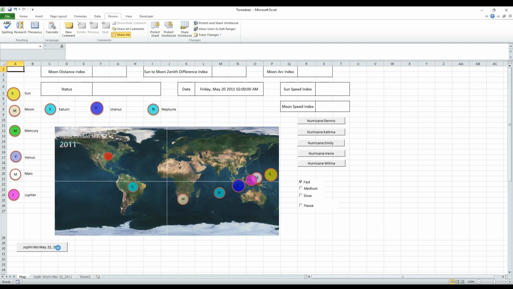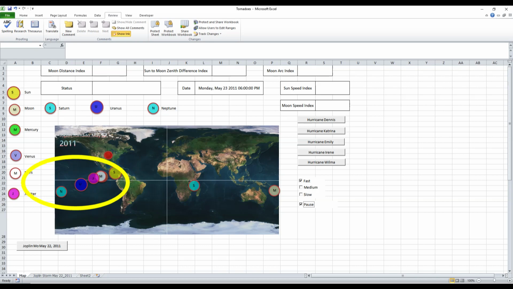Now what you're seeing is a majority of almost all the planets, the Sun and the Moon, are kind of clumped together right around the equator. And so that means that the power of all their combined gravitational forces are acting cohesively together in concert on the atmosphere of the Earth.